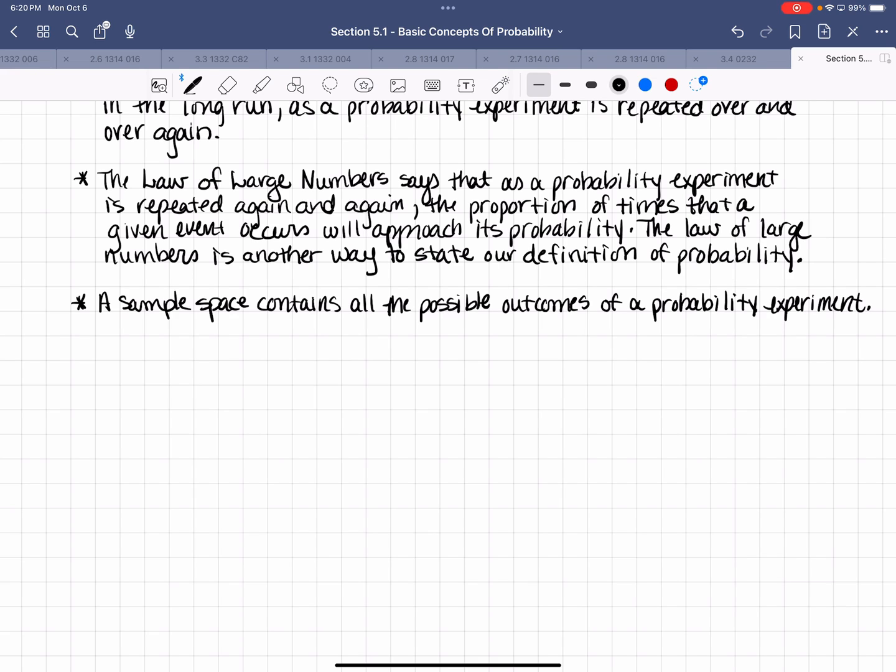Okay? And that does bring us to example 1. Example 1 states: describe a sample space for each of the following experiments.